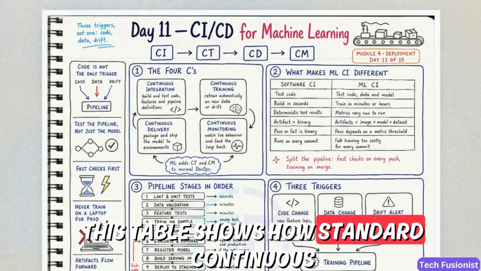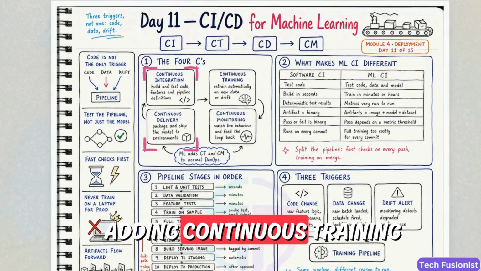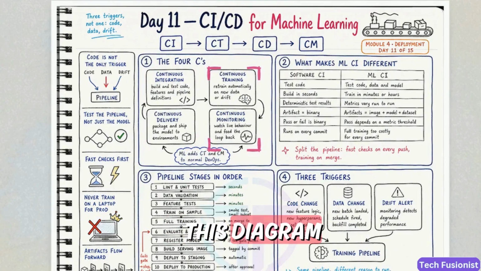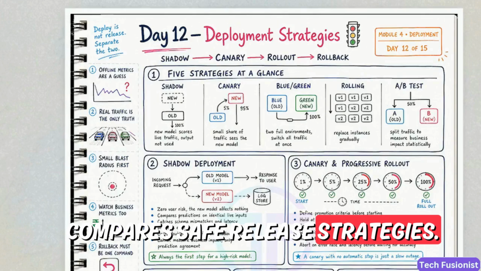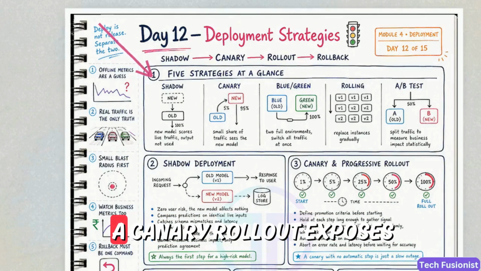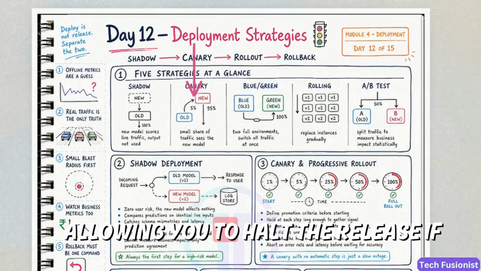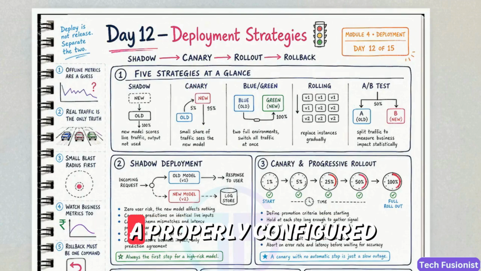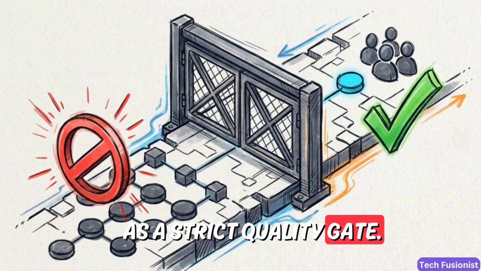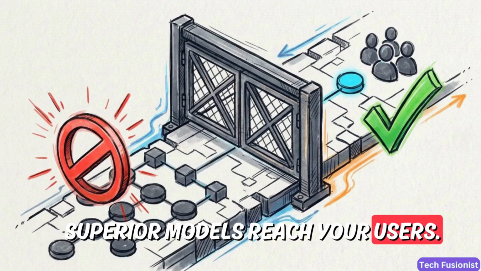To automate this deployment, we use CI/CD pipelines adapted for machine learning. This table shows how standard continuous integration and delivery are expanded by the 4 Cs, adding continuous training to handle new data and continuous monitoring to watch live behavior. This diagram compares safe release strategies. A shadow deployment runs the new model on live data without affecting users. A Canary rollout exposes a small percentage of real traffic to gauge performance, allowing you to halt the release if error rates spike. A properly configured deployment pipeline serves as a strict quality gate. It guarantees that only fully tested, superior models reach your users.